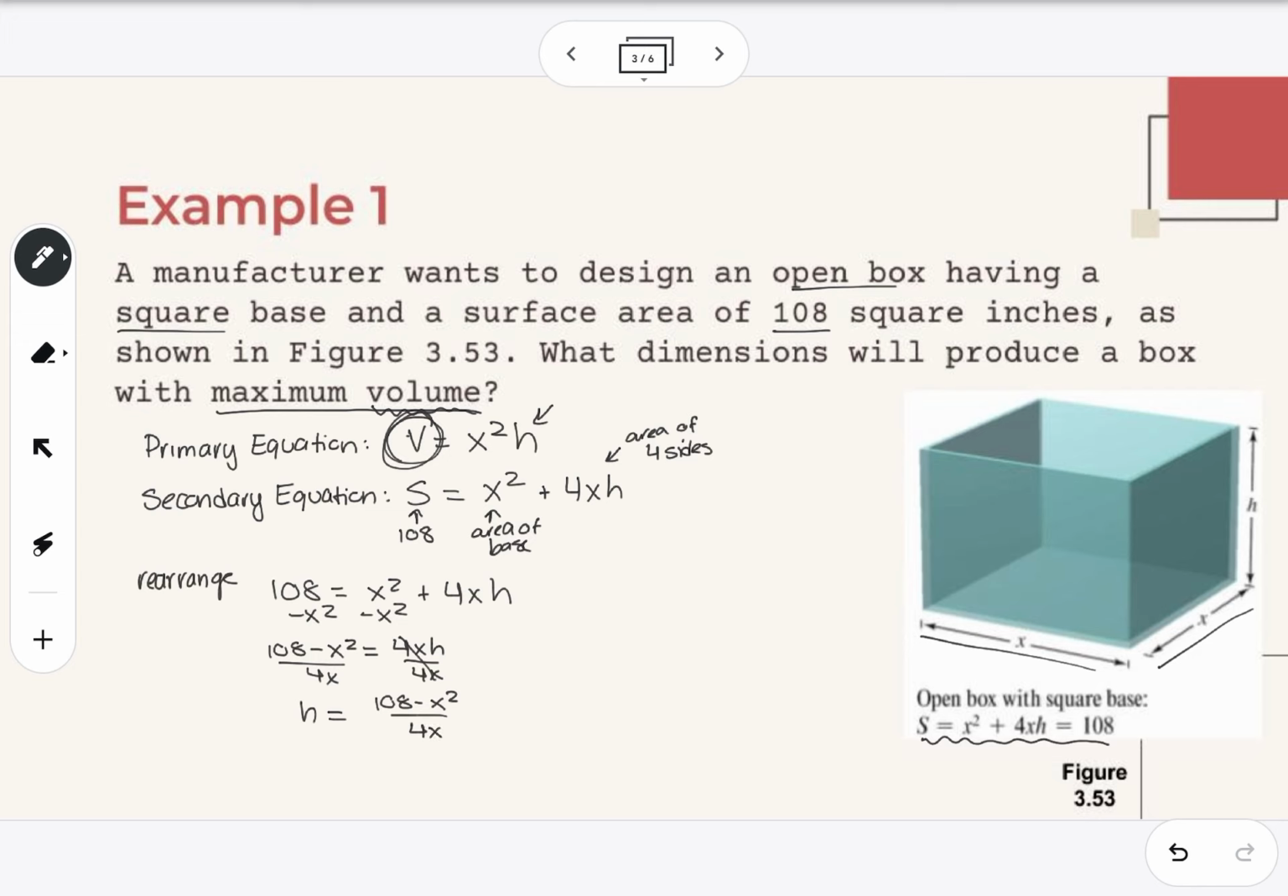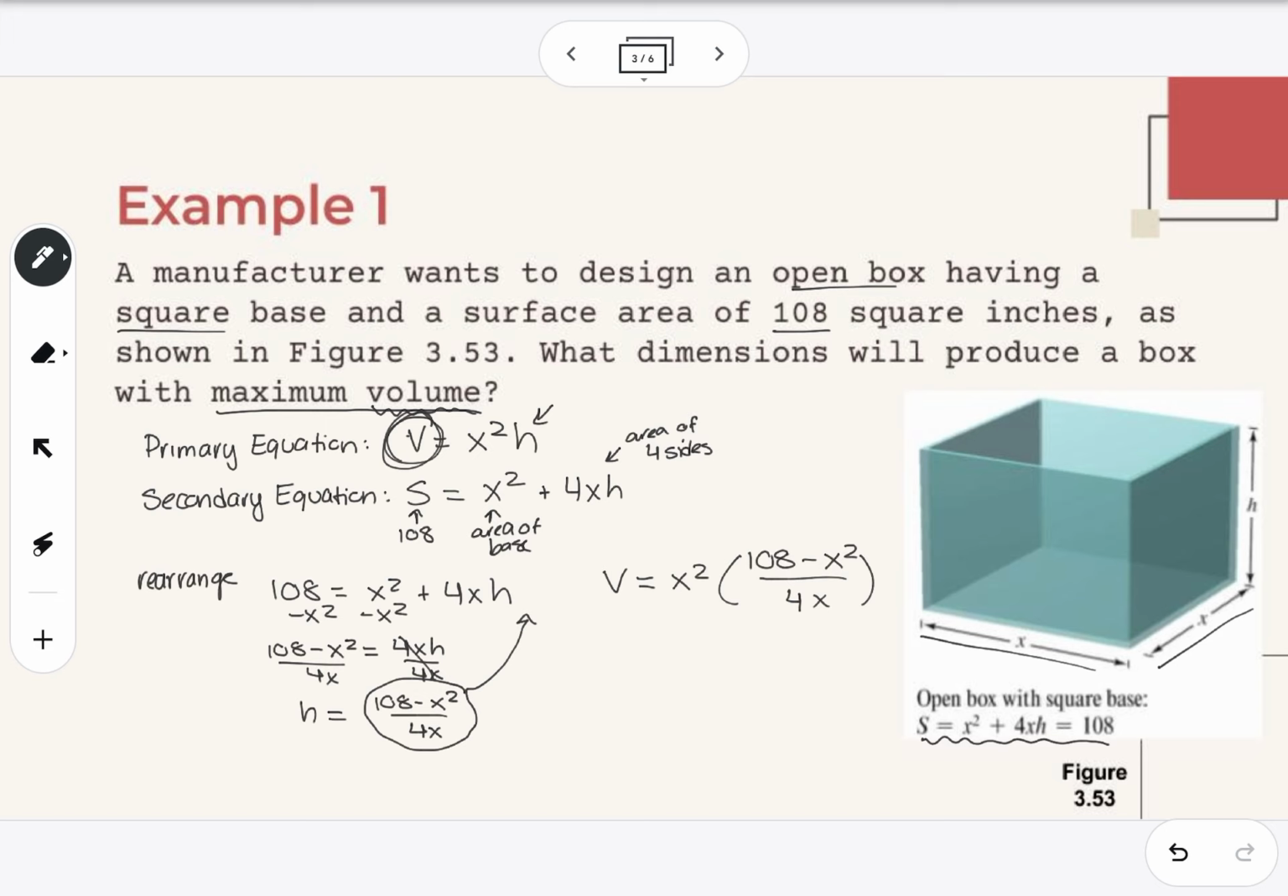So again, what we did here was we took our secondary equation. We recognized, oh, hey, they're actually giving me surface area. So now I have an equation with just 2 unknowns. I'm going to rearrange that to solve for h. And now I'm going to take this expression and I'm going to plug it back in to that primary equation up there. So we end up with V equals x squared times 108 minus x squared all over 4x.